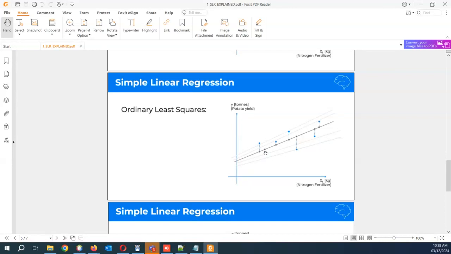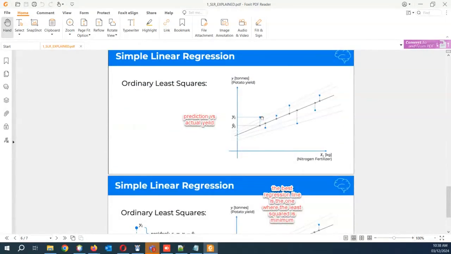If you look at this second point, the model predicted that you will have this many tons of potatoes being produced, but due to some hailstorm or some other unforeseen reason, the actual production, the blue point, is lower. Your model actually predicted right, but unfortunately you made less profit. So model prediction versus the model produced. That's what we want: we are trying to calculate the prediction versus the actual yield.